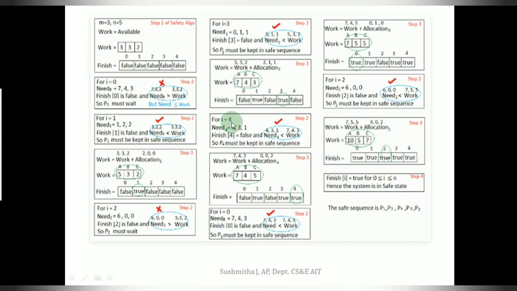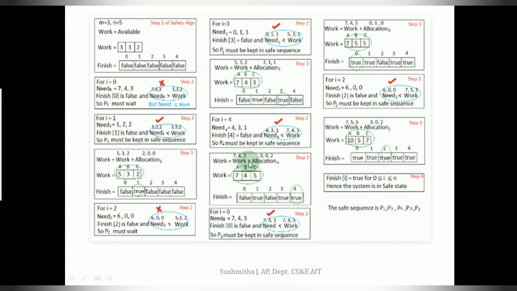Now let me go to the next process, that is process P4. Can I satisfy? Yes. The need of process P4 is 431, and 431 is less than 743. So the next process is P4. After P4 completes, P4 is now true and the allocation of P4 is added to the work. Now 745 is my present work.